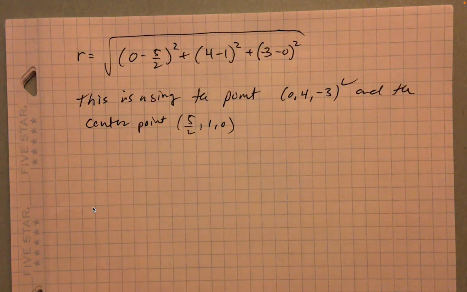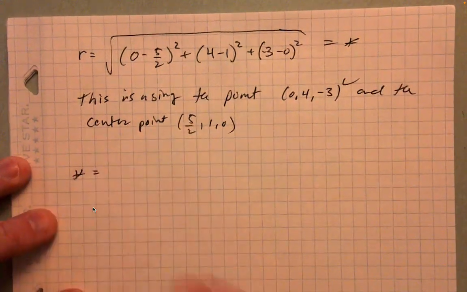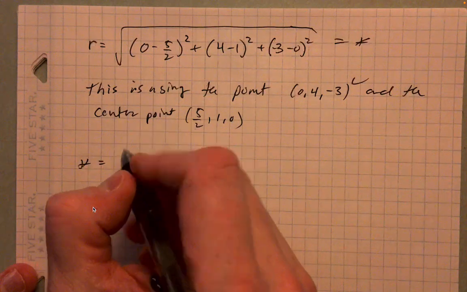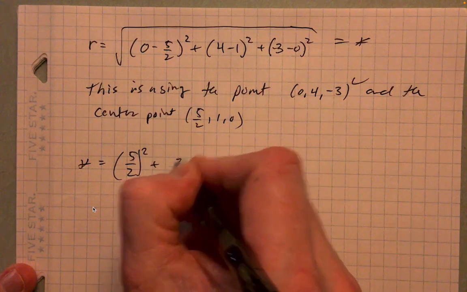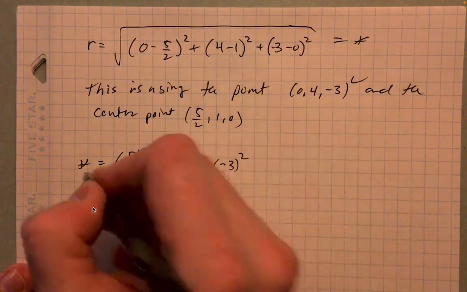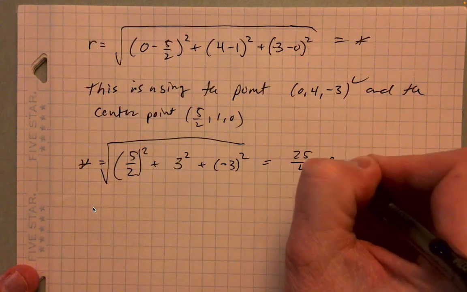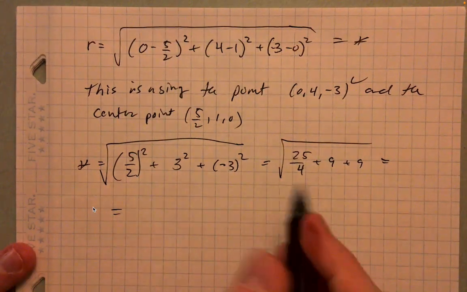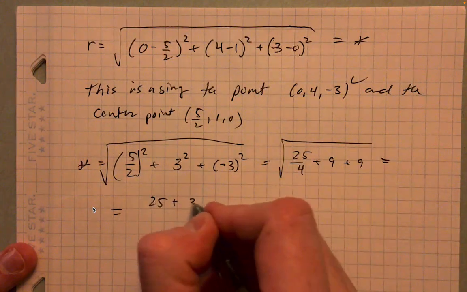Okay, and so we can calculate this. And what do we get? Well, let's see, it'll be 5/2 squared plus 3 squared plus -3 squared. You square all of that, and you get 25/4 plus 9 plus 9. Right, and it looks like this would be 25 plus, what is that? 9 times 4 is 36.